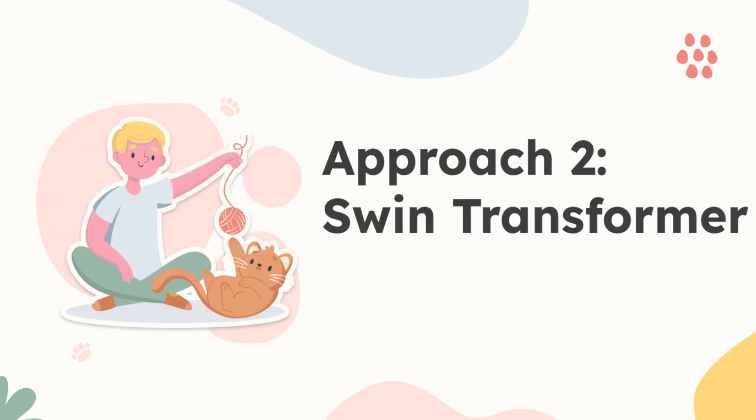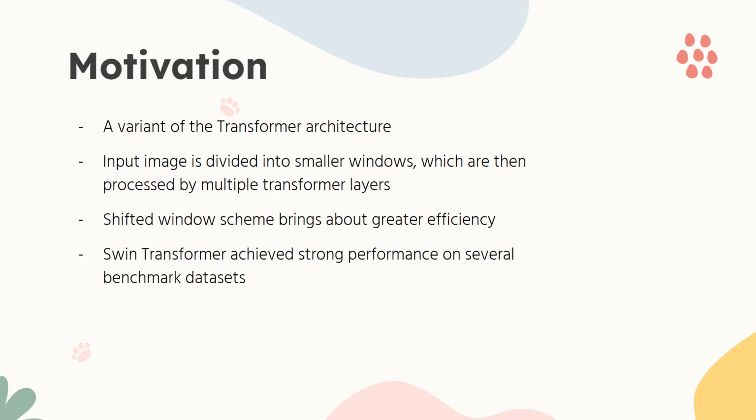The next approach that we'll be looking at is the Swin Transformer. The Swin Transformer is a hierarchical variant of the transformer architecture designed for natural language processing. It uses shifted windows to compute representations, dividing the input image into smaller windows processed by multiple transformer layers. This approach limits self-attention to non-overlapping local windows while enabling cross-window connection, leading to greater efficiency. The Swin Transformer has demonstrated superior performance on benchmark datasets such as COCO, ImageNet, and CIFAR, showcasing faster training time and better accuracy. It is a promising architecture for future computer vision research.